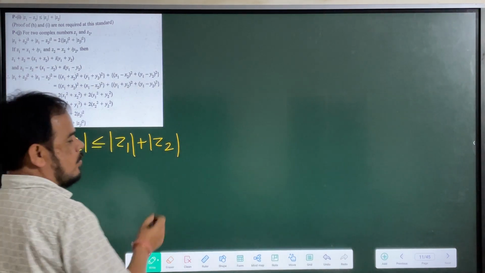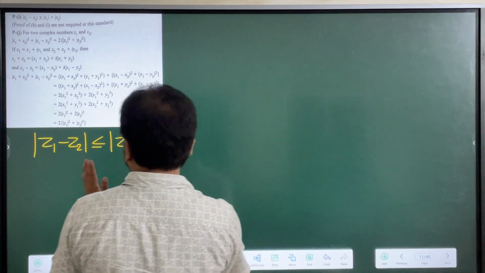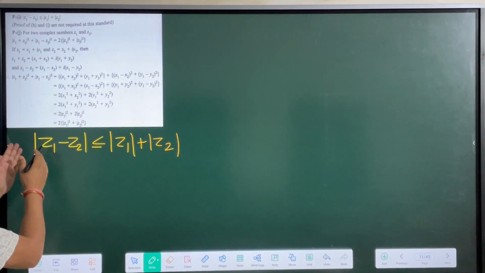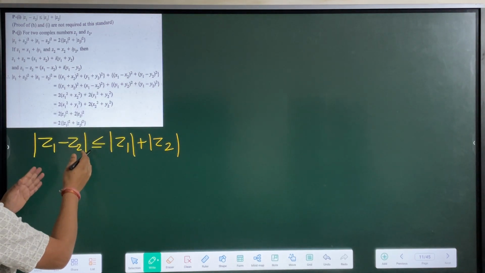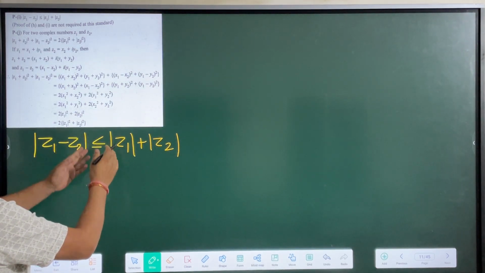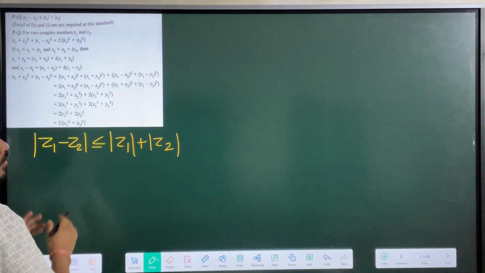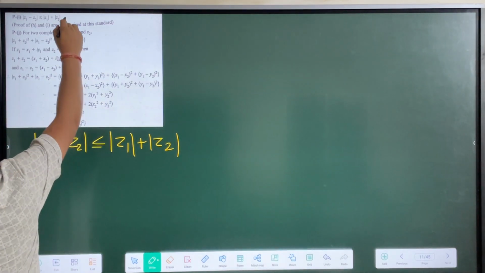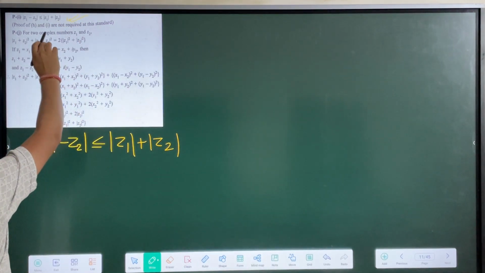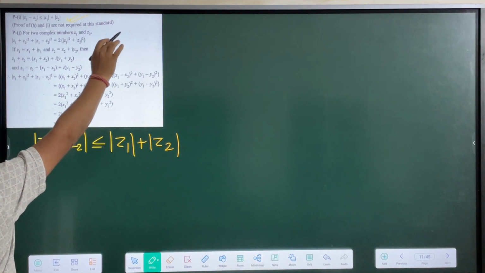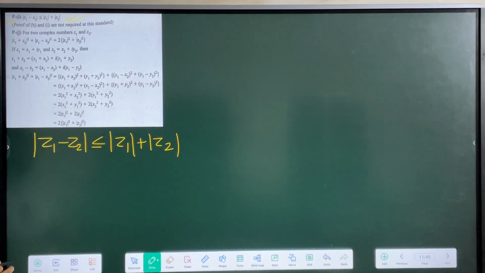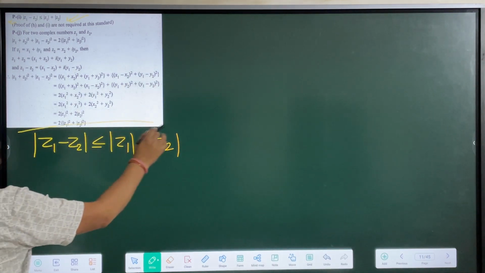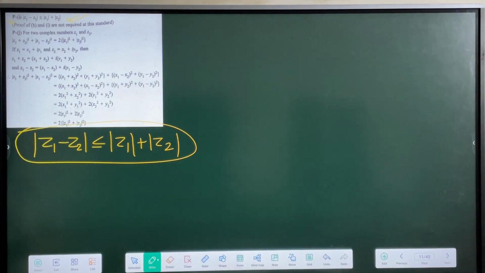So previous one plus plus minus minus. Now it is mixed. The modulus of the difference of two complex numbers is always smaller than or equal to the sum of the moduli of both numbers separately. The proofs of H and I are not required at this standard. This proof is also not required. Proof will not come in the exam. You have to memorize the picture. You have to catch the picture of the formula.